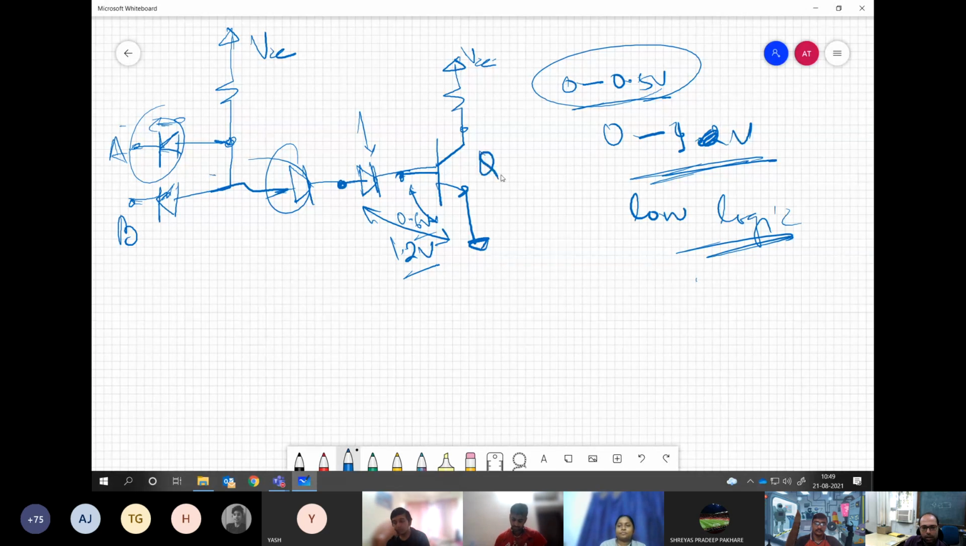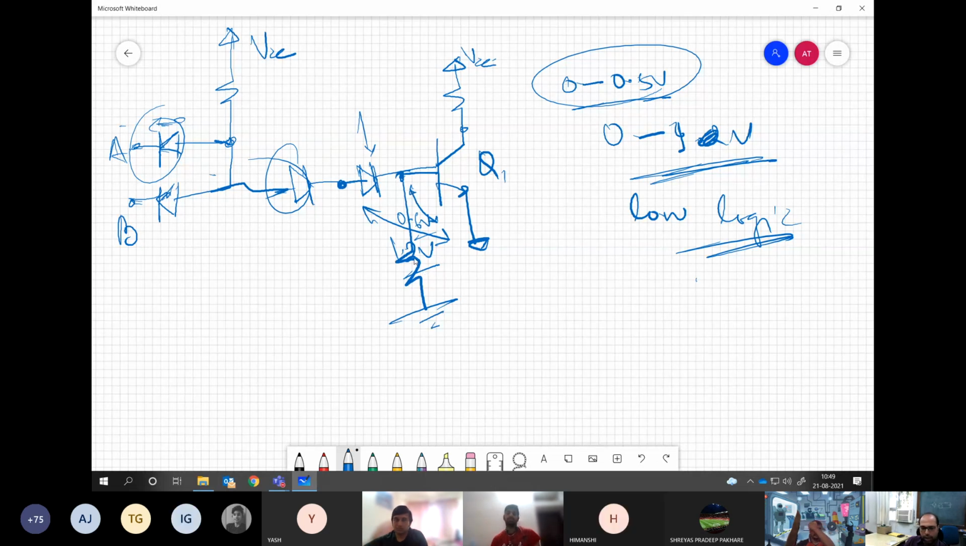Now here you need to give a pull down resistor, because if you are not giving anything, it has to come to 0. So you have to ensure that. Some high resistance could be there, 20 kilo ohm or 10 kilo ohm, whatever. You have to ensure that whenever there is low logic or something like that, this is pulled down to 0. Clear? Any confusion? Yes or no?